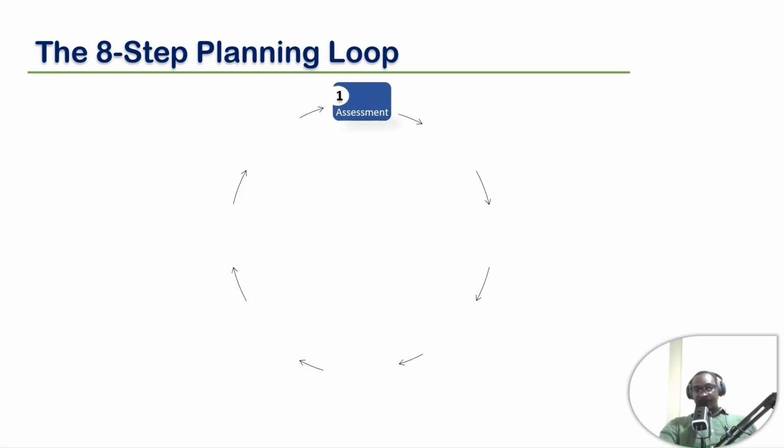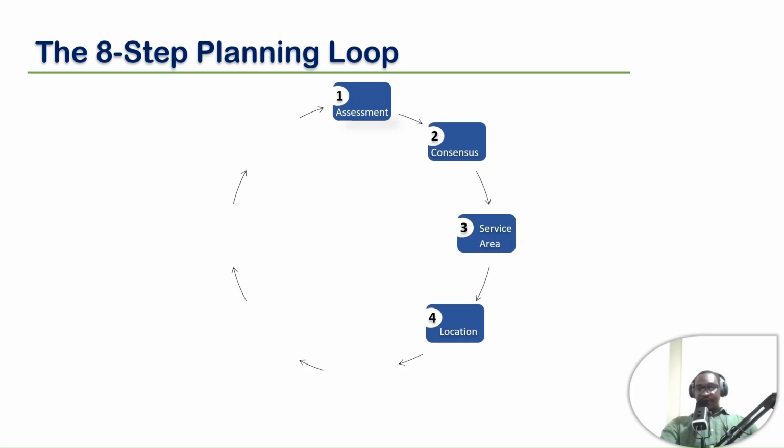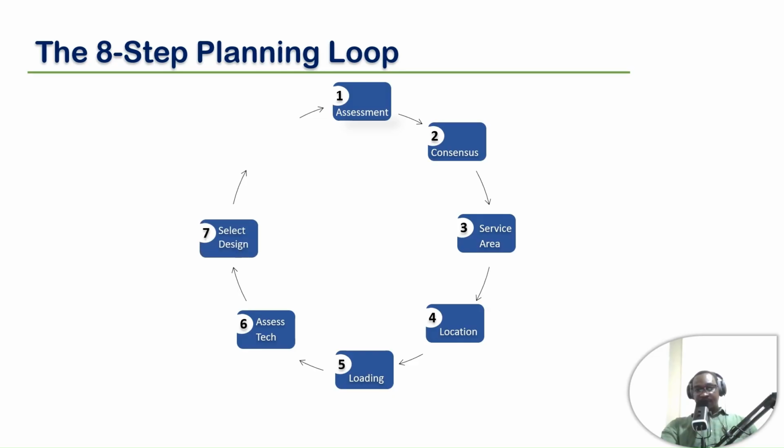Here we start with assessment. Then next you have consensus with the communities. The other is to do with the service area. Then you have the location and loading. Here you have assessment of technology, selection of design, and then the detailed design. Remember, this is an iterative process. So one has to go back and forth and refine at every stage until you arrive at the detailed design.